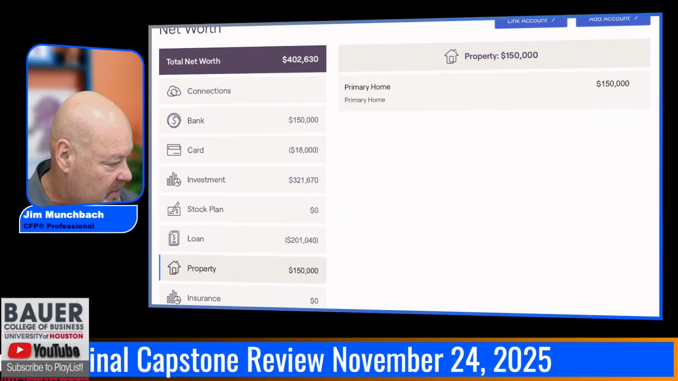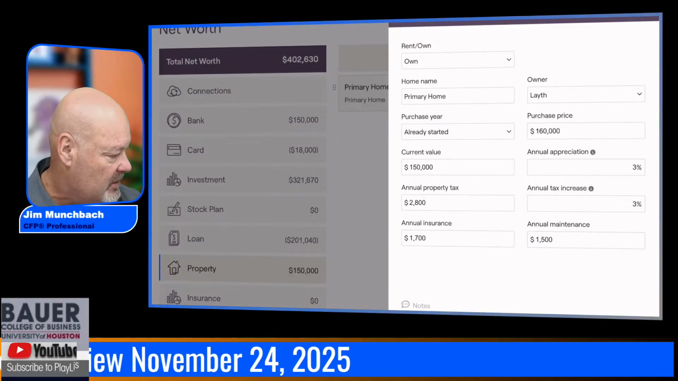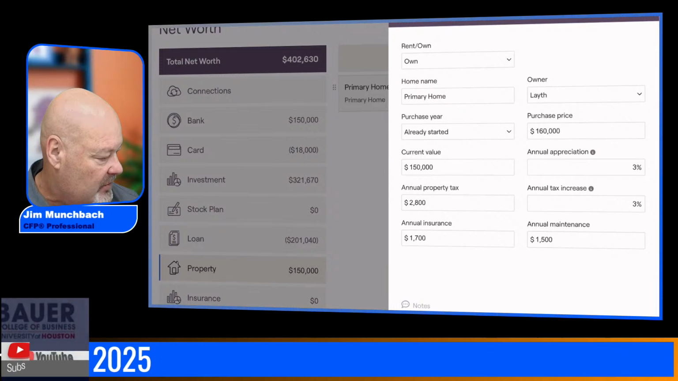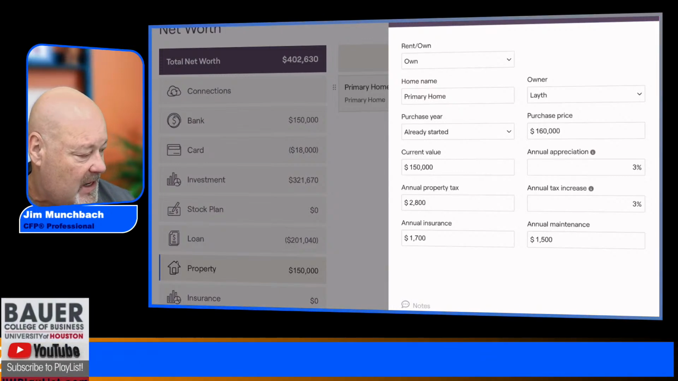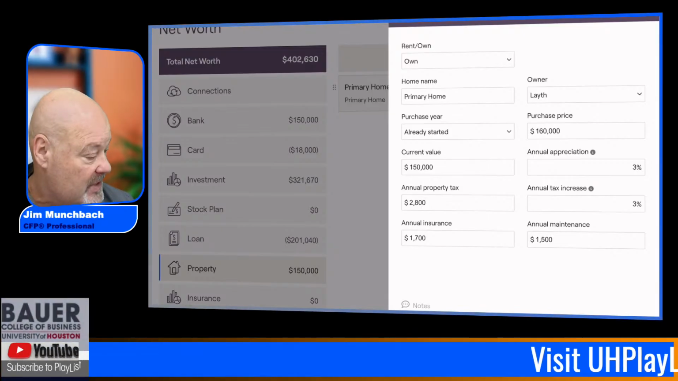We've got the property here. You've got your home listed. That's good. You've got all of the data in that field. Annual insurance 1700. If that house is in Texas, that's not near enough insurance.